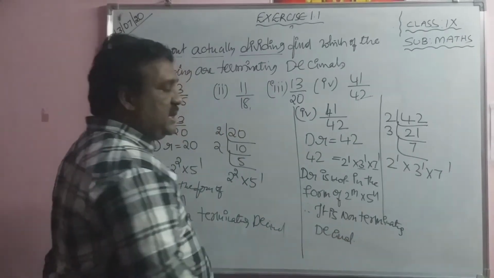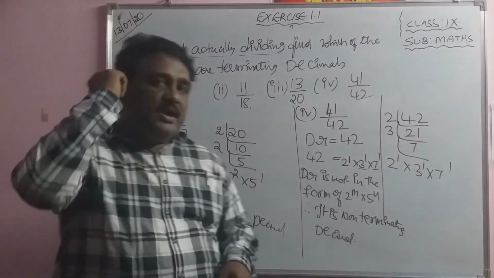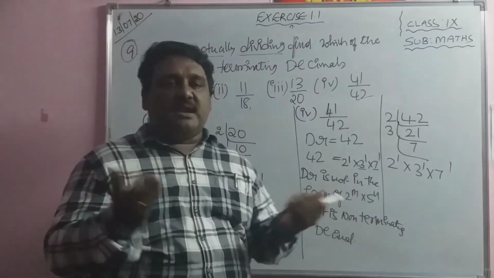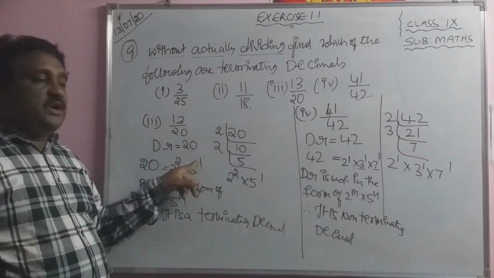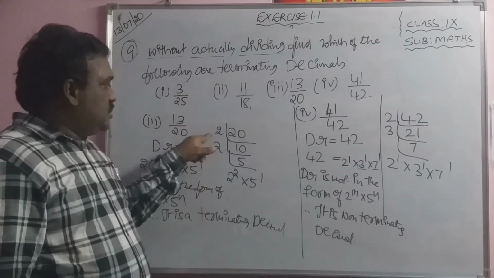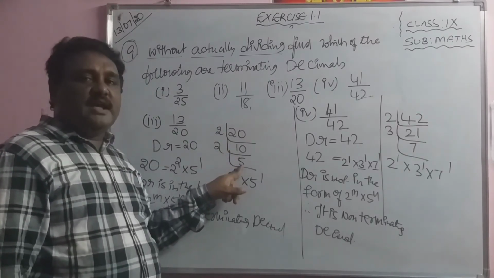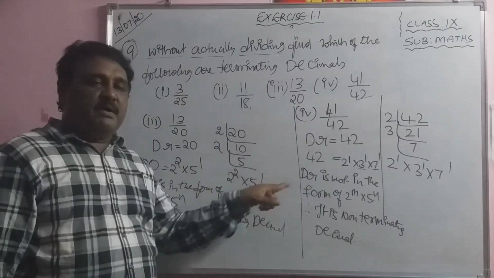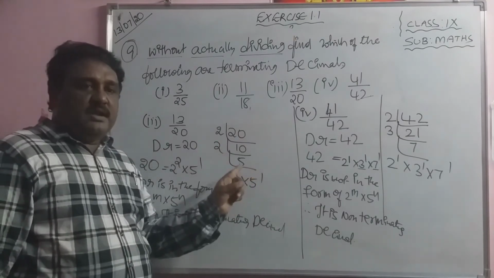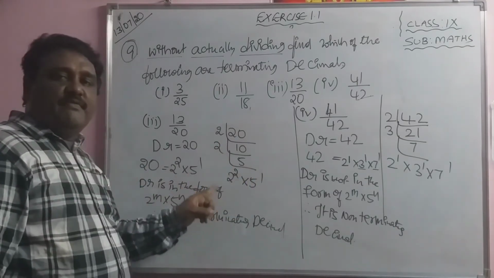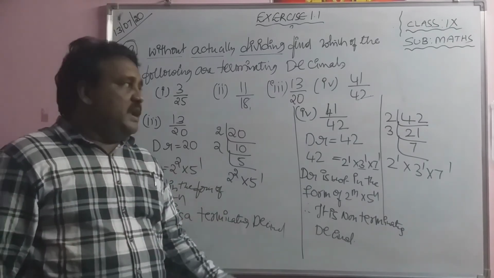It is non-terminating decimal. See again, 13 by 20. I want to check it is terminating decimal or not. Let us start with the denominator. Denominator how much? 20. Do the rough work. 2 table how many times? 10 times. 2 table how many times? 5 times. 2 square into 5 power 1. So 20 can be written as 2 square into 5 power 1. Denominator is in the form of 2 power m into 5 power n. It is a terminating decimal.